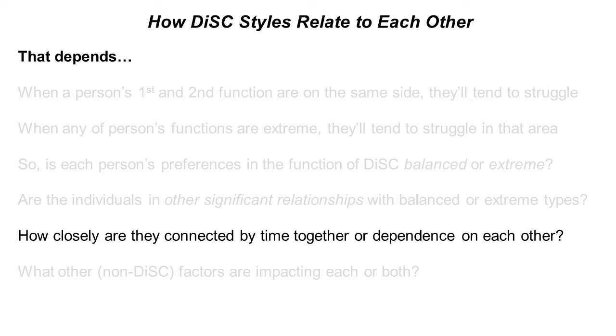How closely are they connected by time together or dependence on each other? Now, when I say they, I mean the other person with whom you're trying to build a relationship. Do you work in space very closely with each other? Is this your spouse that you live with and sleep in the same bed? Is this a friend that you see once a week? How closely you work with the other person or spend time with the other person, how much time you see them, how much you're dependent on each other is going to tell you the importance of whether they're extreme or whether they're balanced.